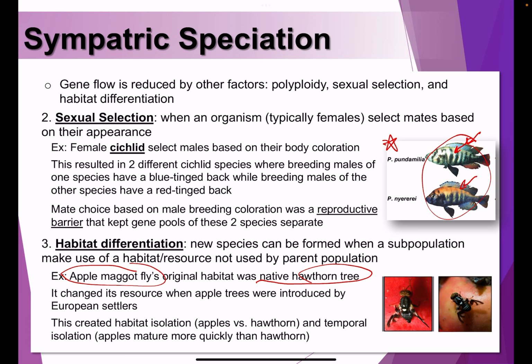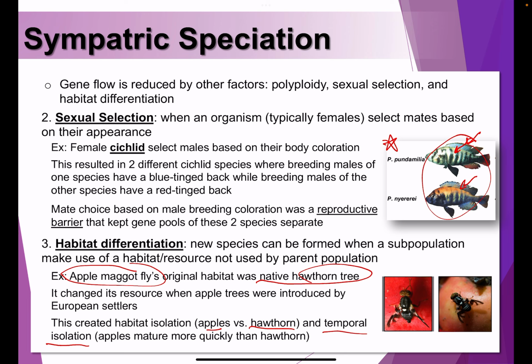Either apples versus hawthorn, two different food sources, and in a sense also mating locations for these maggot flies. And at the same time, they also created temporal isolation. Why is that? Remember, temporal isolation means that these particular species mate at different times throughout the year, or maybe this one mates in one month, the other mates in another month.